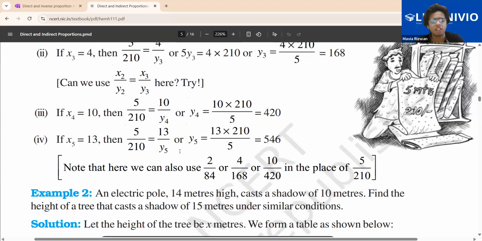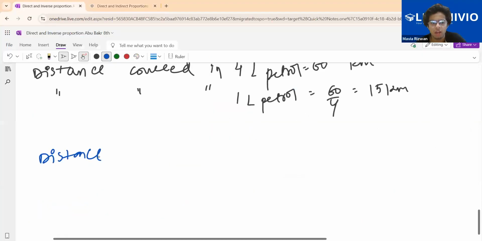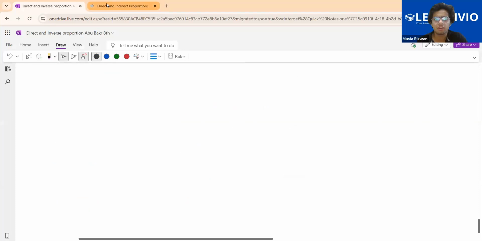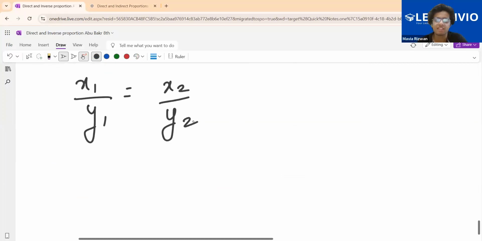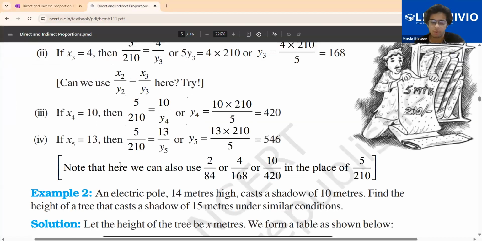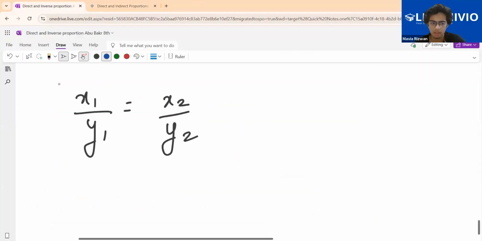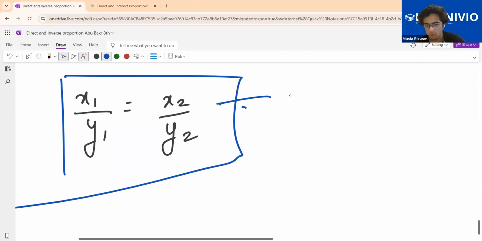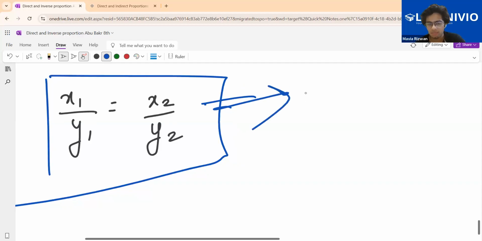Okay. Now, Abubakar, this was the unitary method. Now I'll tell you how to do it by formula. For direct proportion, the formula is x1 by y1 is equal to x2 by y2. Now you will say, sir, what is this formula? I will explain it to you by question only. This chapter only has two formulas, very easy: the direct proportion type formula, and the inverse type formula.